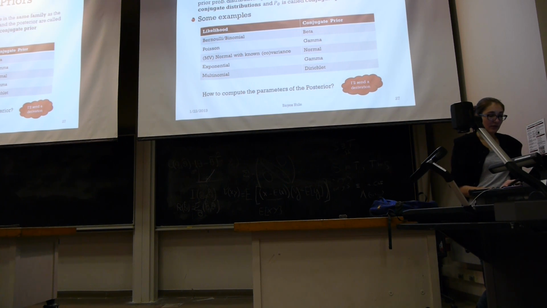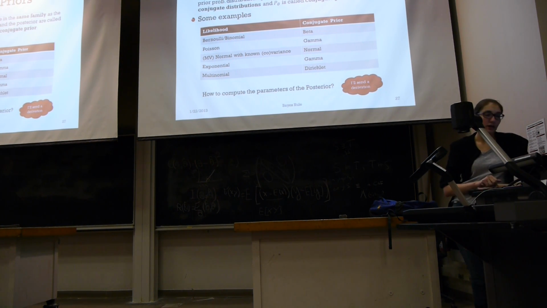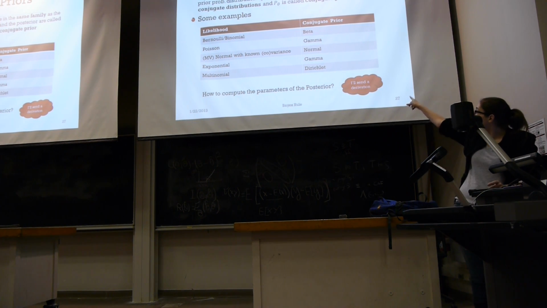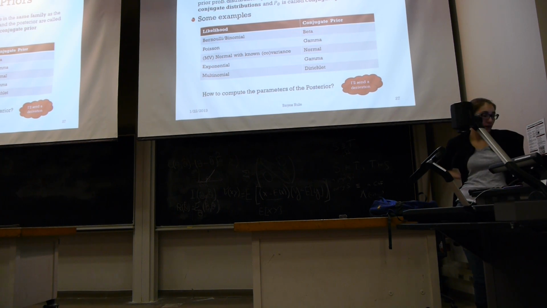And here's a list of likelihood functions and their corresponding conjugate priors. So as I said, binomial's conjugate prior is beta, Poisson is gamma, normal is normal, and the multinomial is a Dirichlet. I'll send you the derivation for the last one, the multinomial likelihood and the Dirichlet prior, to see kind of how that goes. Now the question is, given some parameters of the likelihood and some parameters of the conjugate prior, how do we compute the parameters of the posterior?